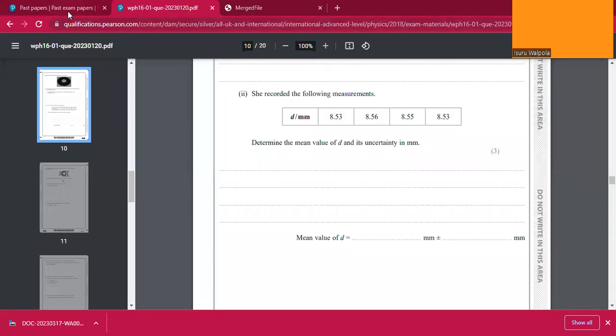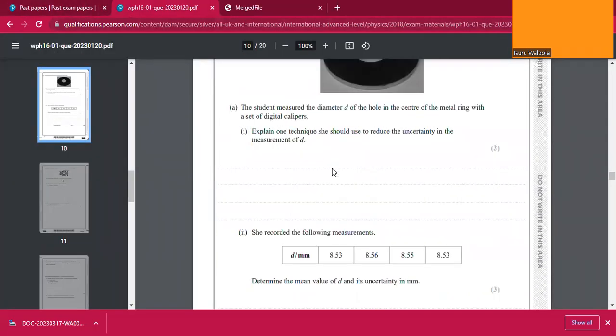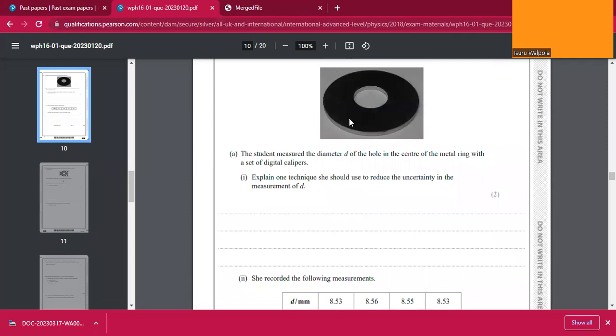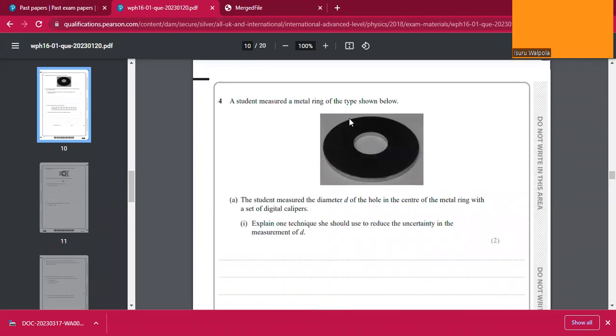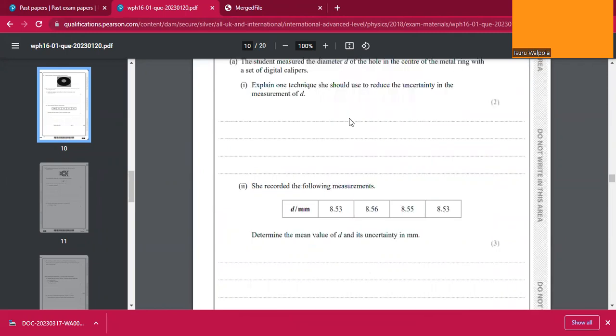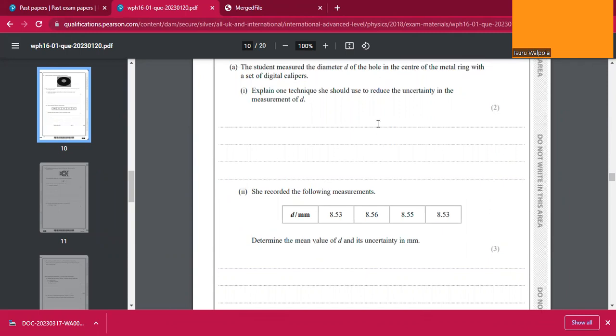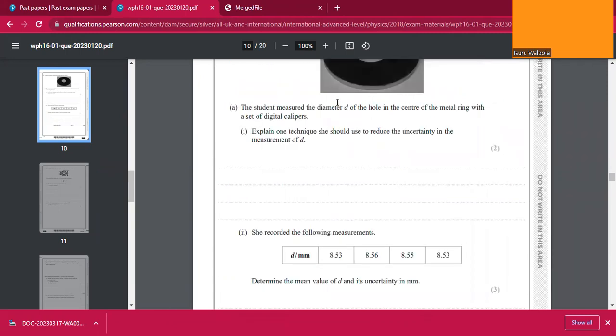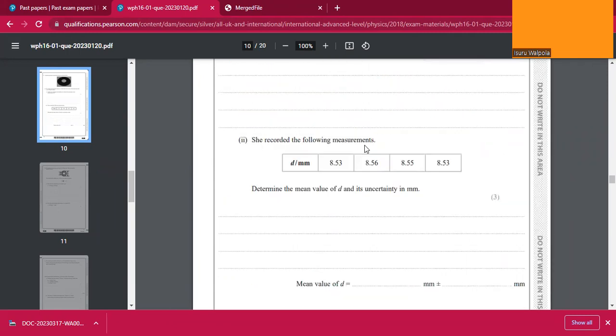Okay, this is January 2023. Question number 4. So the student wants to ultimately find, I believe, the density of this washer. She records the following measurements for the diameter of the washer. I think this is the diameter of the hole, right?